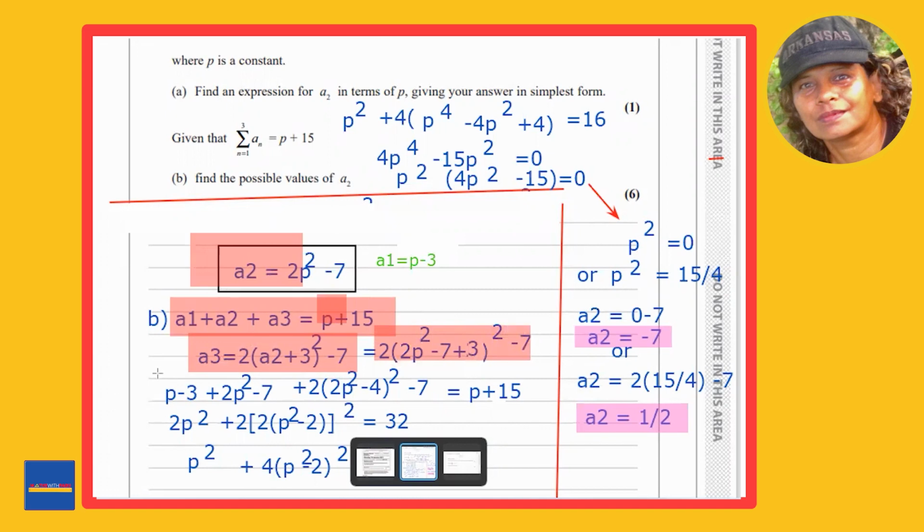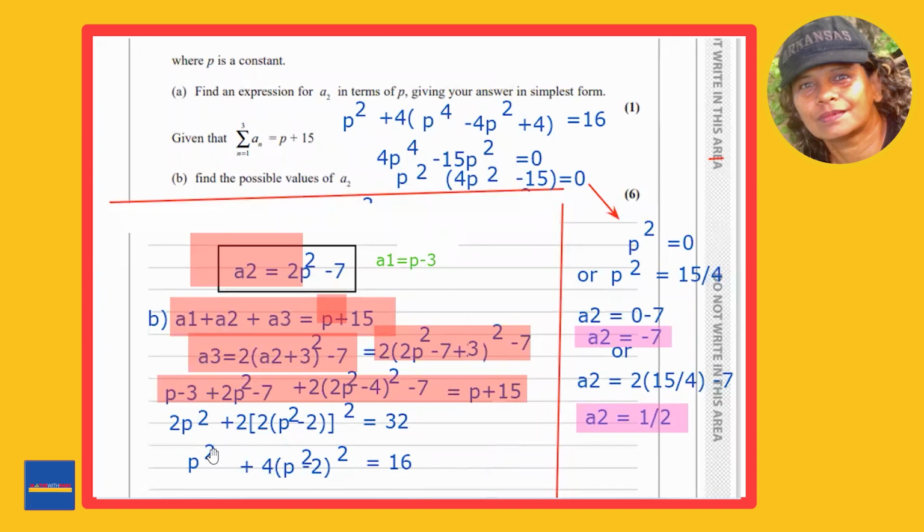So here what do we have? The first term A1 is equal to P minus 3. The second term A2 is 2P squared minus 7. And the third term is going to be 2 into (2P squared minus 4) the whole thing squared minus 7. And we've been given that all of it is equal to P plus 15. So now let us go ahead and expand the brackets that we have.